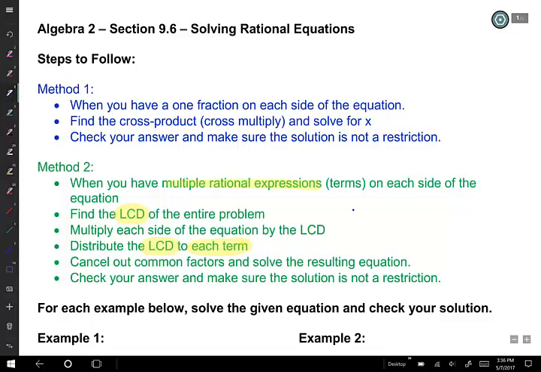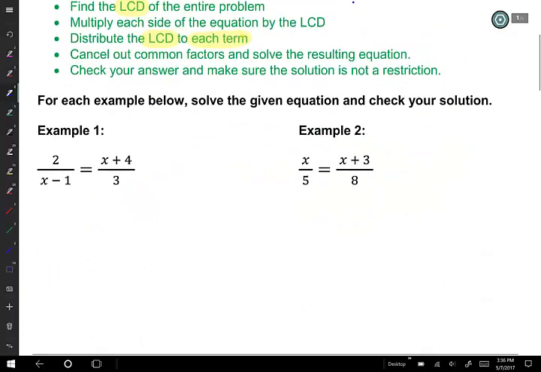Once again, you have to check your answer to make sure your solution is not one of the restrictions. I have 6 examples here to walk through the different possible scenarios of this problem. Okay, let's look at our first one.